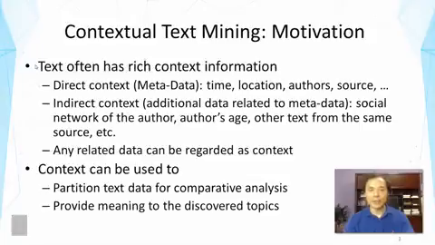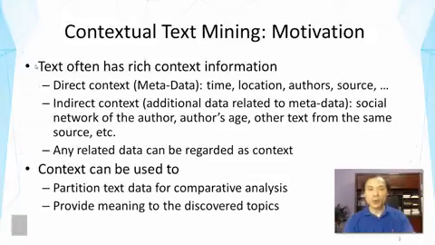And indirect text context refers to additional data related to the metadata. So for example, from authors, we can further obtain additional context such as the social network of the author or the author's age. And such information is not in general directly related to the text, yet through the authors we can connect them. There could be also other text data from the same source as this one, so the other text data can be connected with this text as well. So in general, any related data can be regarded as context. So there could be remotely related context.